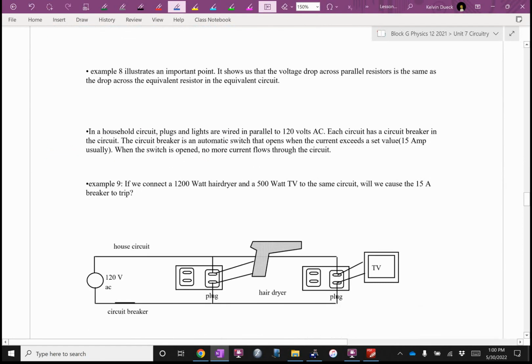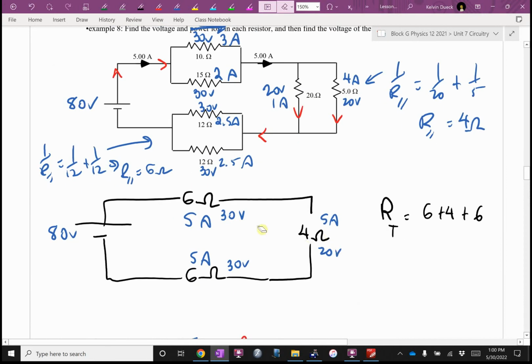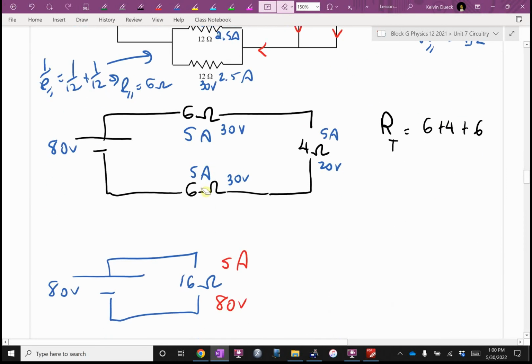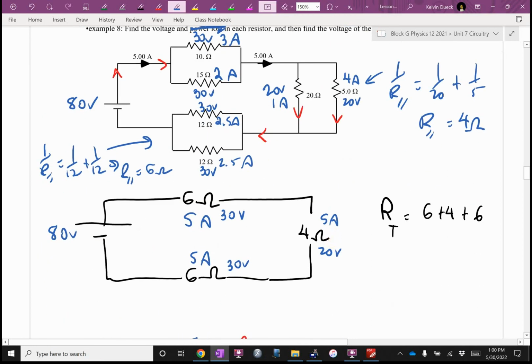So example 8 illustrates a very important point. It shows us the voltage drop across parallel resistors in the original diagram is the same as the voltage drop across their mathematical equivalent. 30 volts, 30 volts, 30 volts. 20 volts, 20 volts, 20 volts. That's a really handy trick to have in your back pocket to jump from your rough sketch to the original.